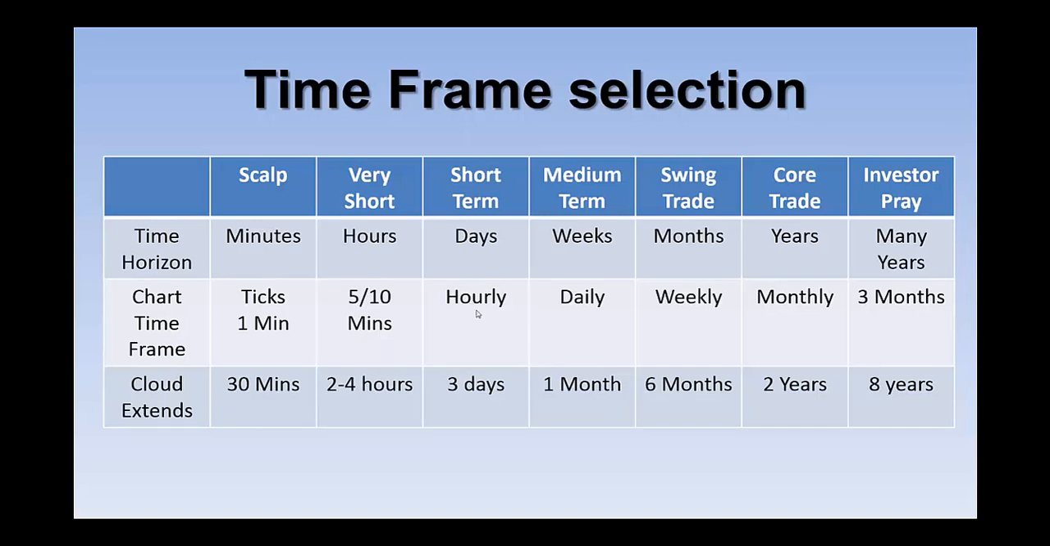If I'm looking at an hourly chart, then I know my time horizon for the trade is going to be days. 2 or 3 days, could be 23 days. The minimum I'm going to hold is 3 days. If I'm looking at a 10-minute time frame, then I know this trade is going to be good for hours, and the minimum the cloud's going to extend to the right is 2 to 4 hours.